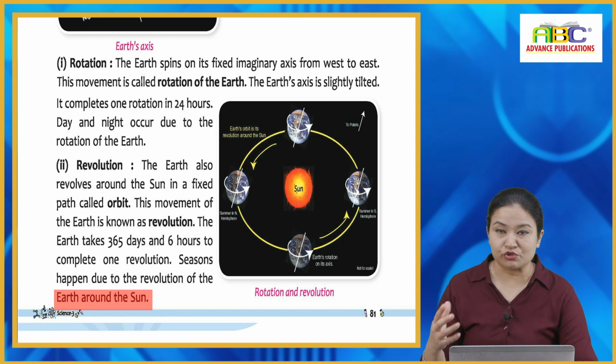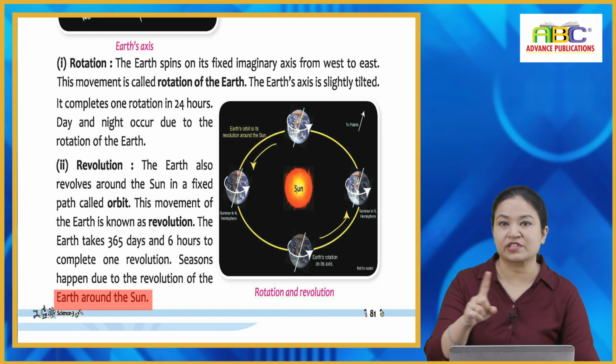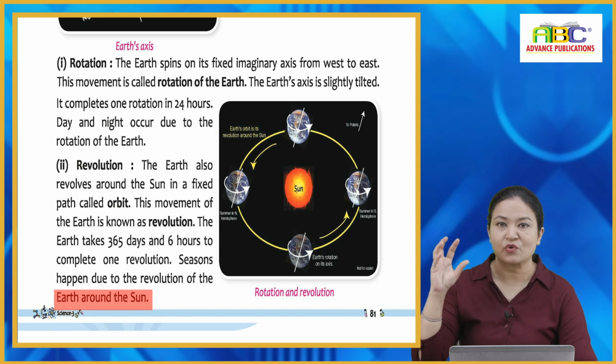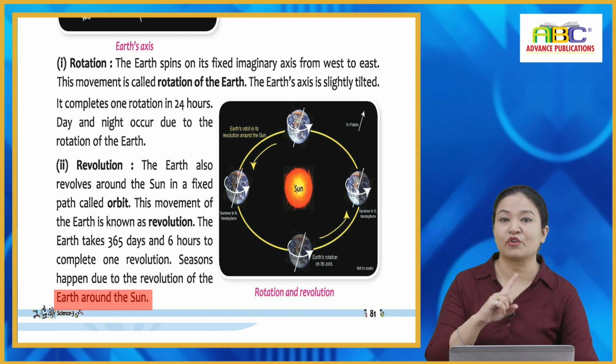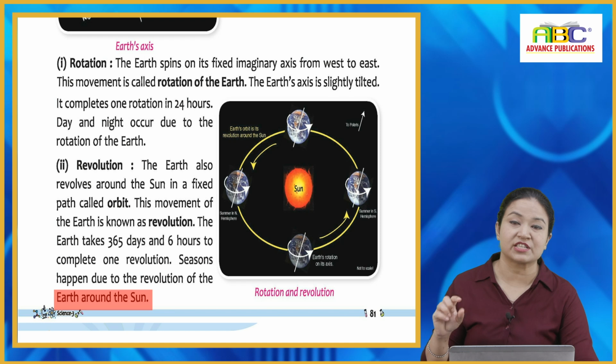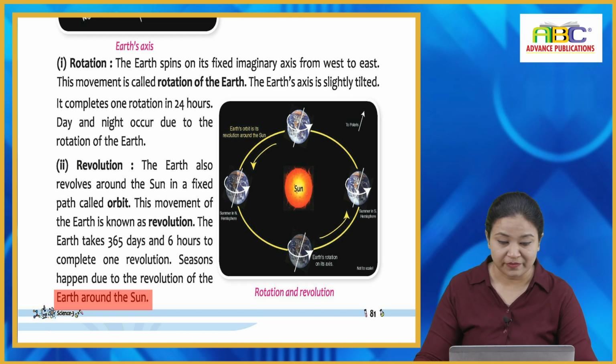So what is revolution? When the earth revolves around the sun in a fixed orbit and completes one revolution in 365 days and 6 hours, this is called revolution.